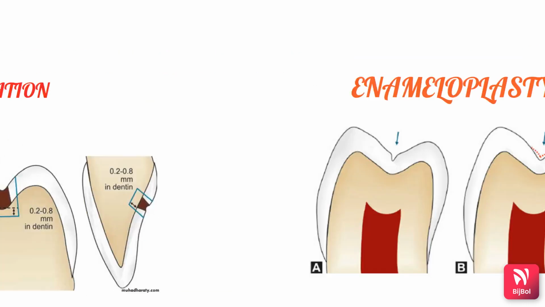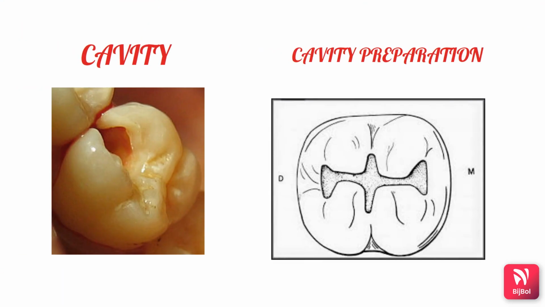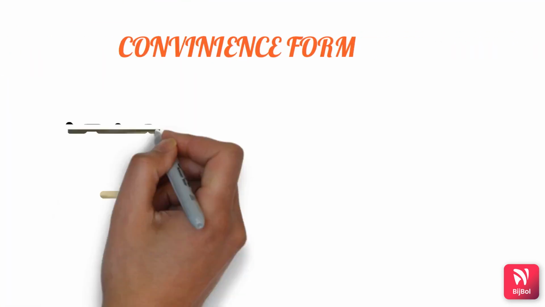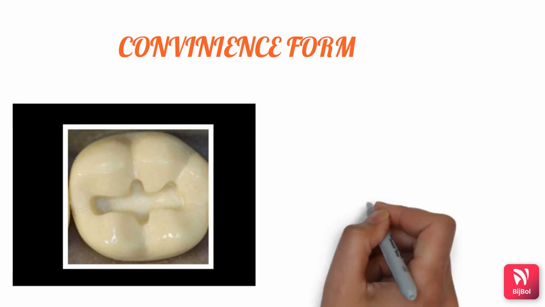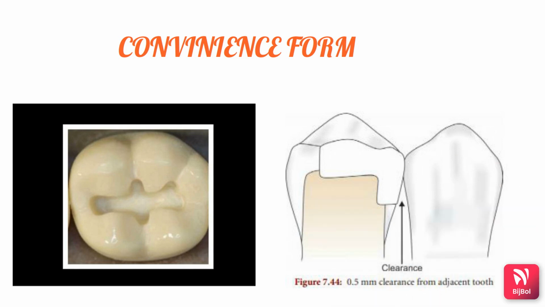Next, we'll discuss the convenience form of the preparation. That should provide the cavity with adequate observation, accessibility, and ease of operation by including adequate width and lateral extensions for tooth preparations as well as the restorative materials. And it should be able to provide proximal clearance from the adjacent tooth, which enhances the convenience form during the class 2 preparations.